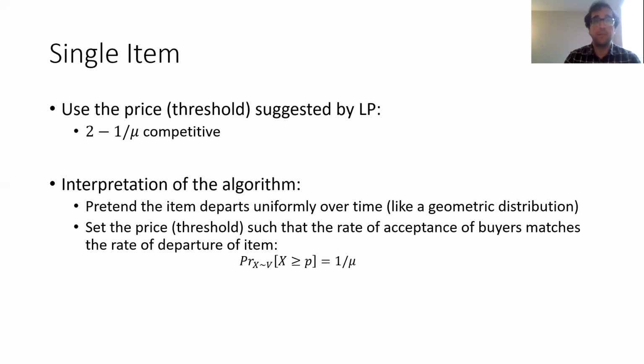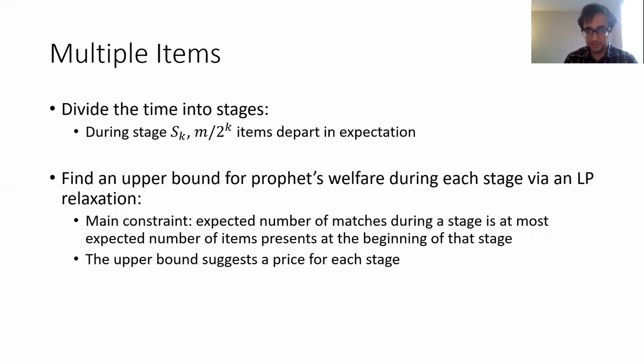Now I want to explain the more complicated setting in which we have multiple items. Both the algorithms and the analysis are much more involved for this case. Similar to the single item setting, first we want to find an upper bound for the profits welfare, and then we want to come up with an algorithm that is a constant approximation for the upper bound of profits welfare.